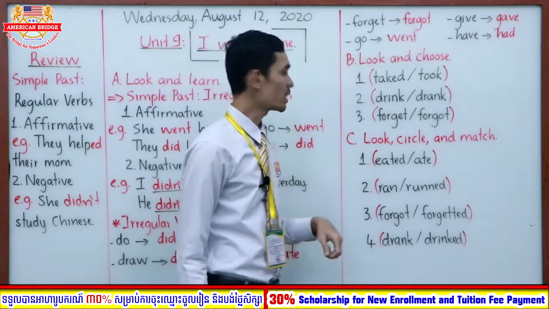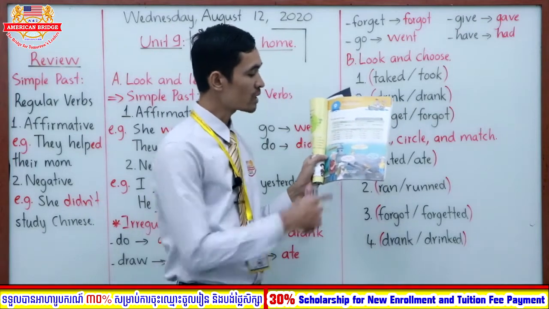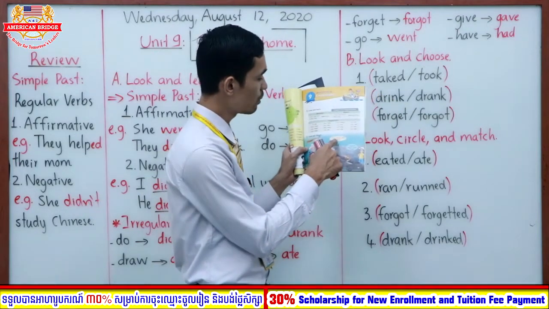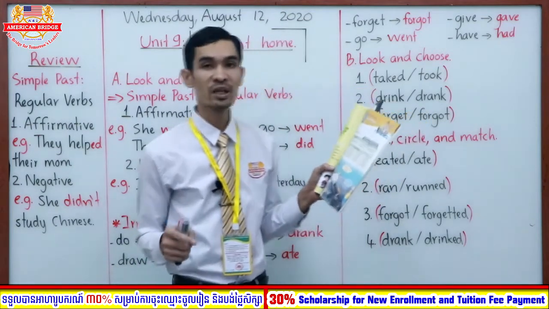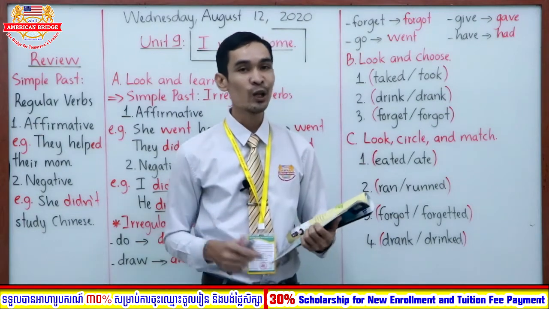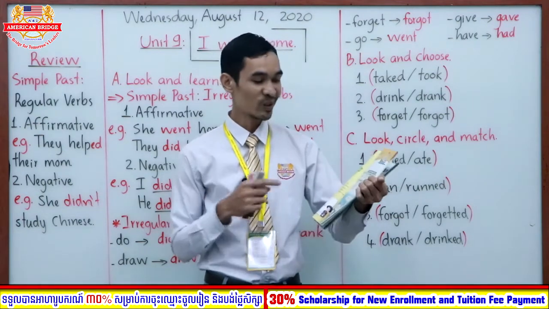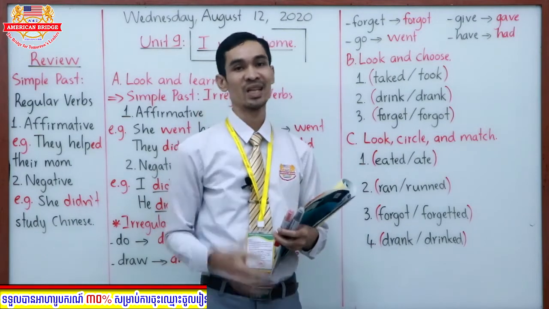B, look and choose. Okay, here we have 3 sentences, 1, 2, 3. Now I would like you to do it first, and after that I will correct for you. You have 30 seconds to do this exercise. Do it now.